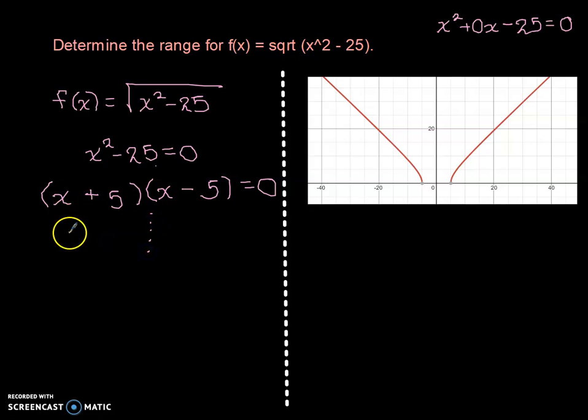Zero product property, setting each parentheses equal to 0 would give me -5 and 5. So these would be the 2 points I'll be dealing with.